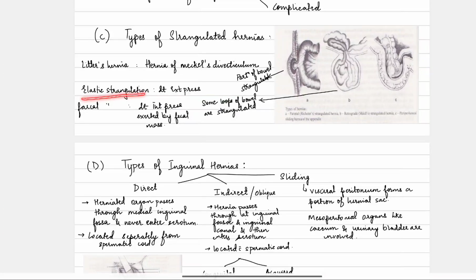Next is elastic strangulation due to external pressure. Fecal strangulation due to internal pressure exerted by fecal mass. It is a portion of bowel strangulation, and some loops of bowel are strangulated here.